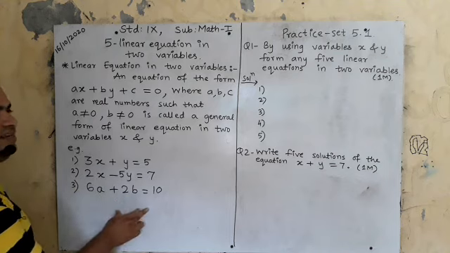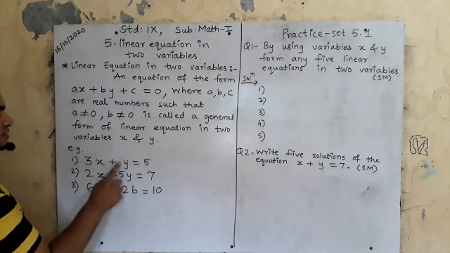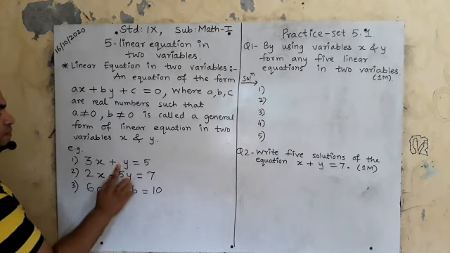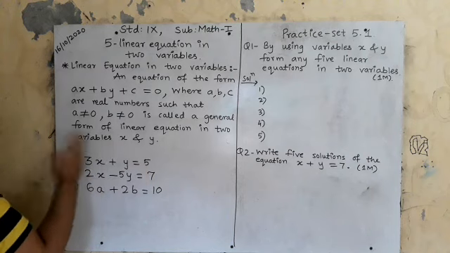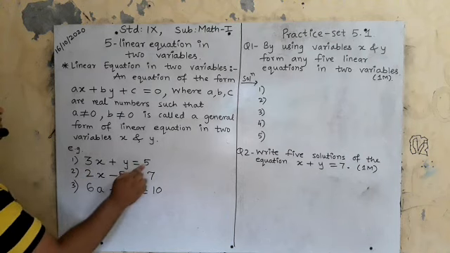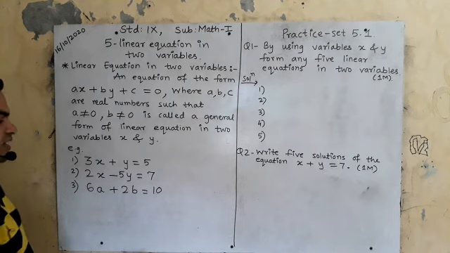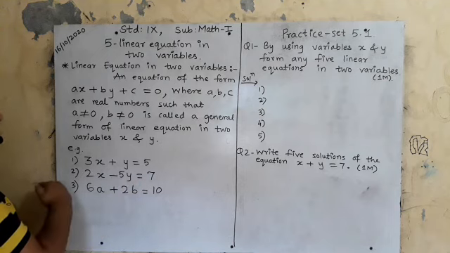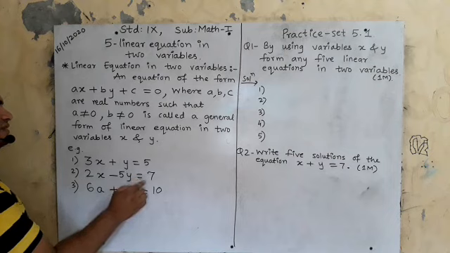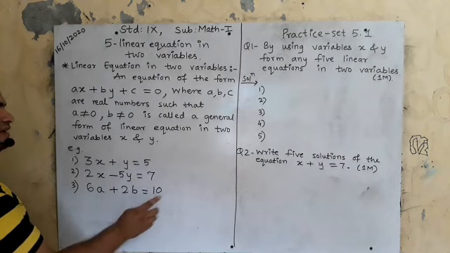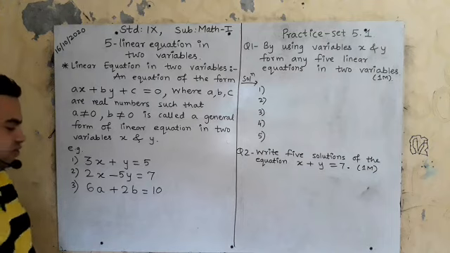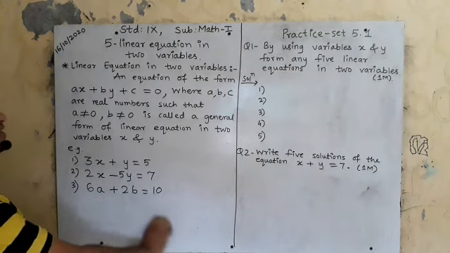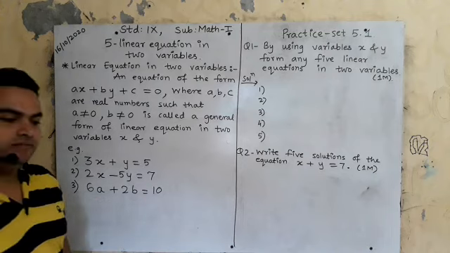So what does it mean? This is a, and here the coefficient of y is b. If you take this 5 to the left hand side, it will be minus 5 is equal to 0, right? If you take this 7 to the left hand side, it will be minus 7 is equal to 0. If you take this 10 to the left hand side, it will be minus 10 is equal to 0. So this will be a linear equation in two variables.